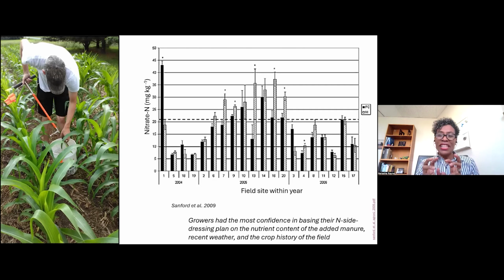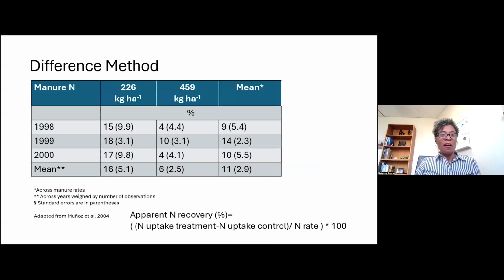In fact, from this study, it was interesting to know that when they interviewed the participants, the farmers, they seemed to trust their own analysis of the weather and their crop history of the field, in addition to the nutrient content of the manure. They trusted that better than the pre-sidedress nitrate test in and of itself. All right, so that's interesting. That is an interesting finding from this study. All right, so I mentioned the recovery, how recovery is kind of different from availability, right?